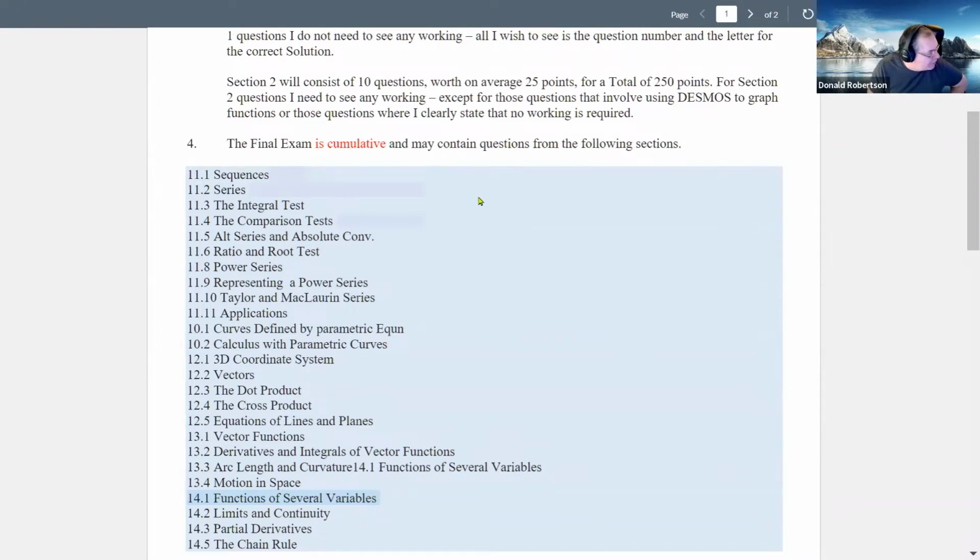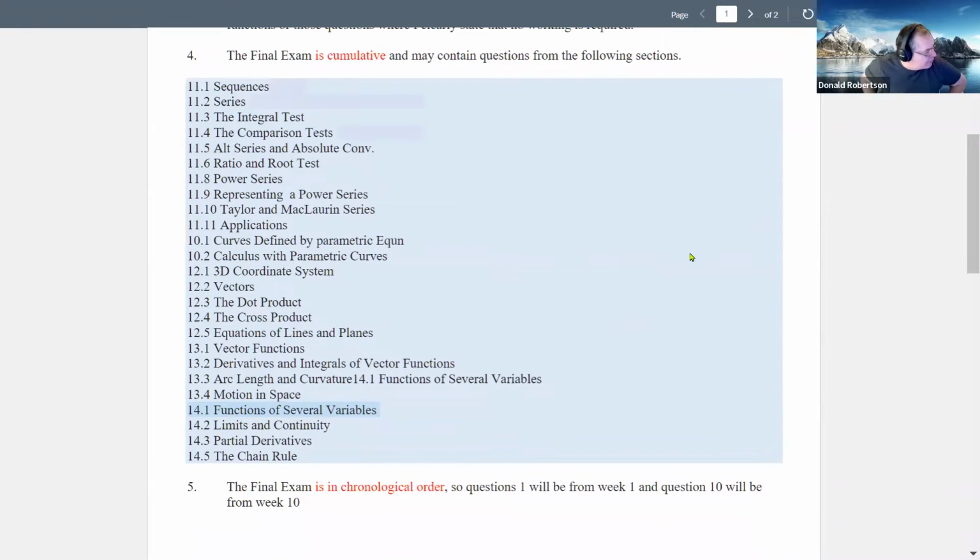Now, it's cumulative. So here is a list of everything that we've done. There is no significance, now that I've seen it, to 14.1, functions of several variables, being a different color.